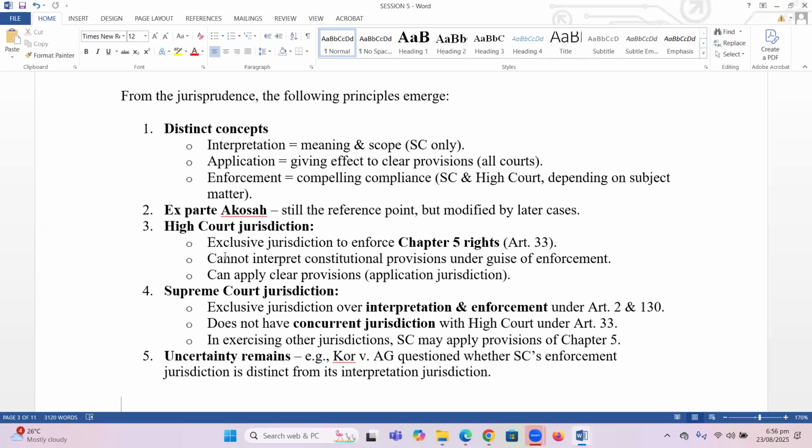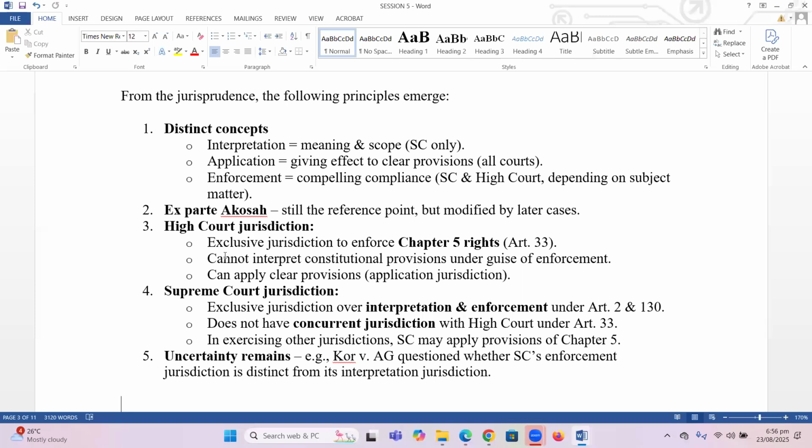That interpretation means trying to state the meaning and scope of the constitutional provision, and that has to be done by the Supreme Court. So that falls properly within what we call the exclusive original jurisdiction of the Supreme Court. Then application, that is giving effect to clear provisions where there's no ambiguity, where there's no need for interpretation. You don't go to the Supreme Court.